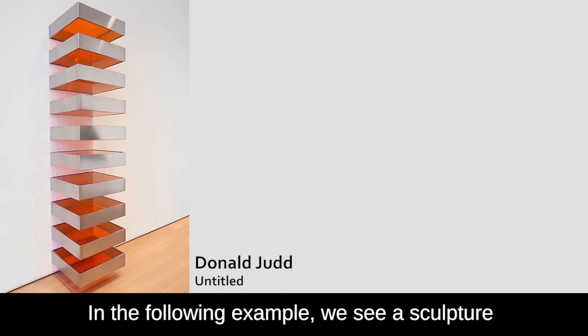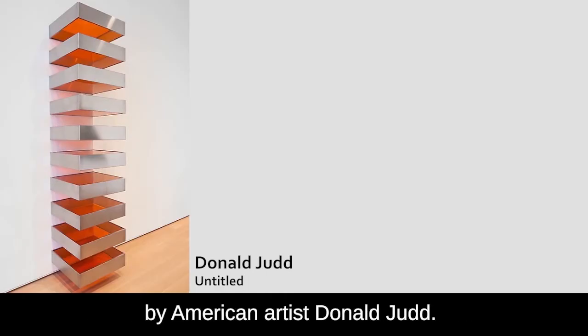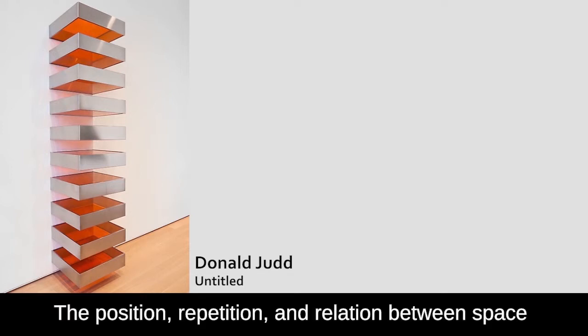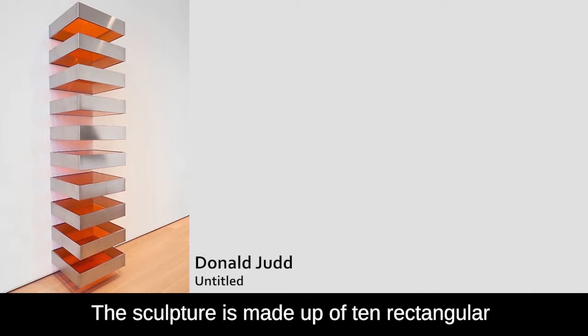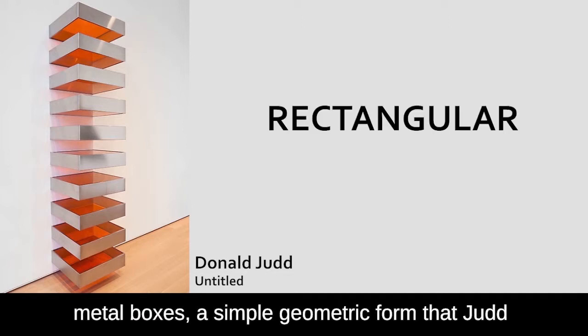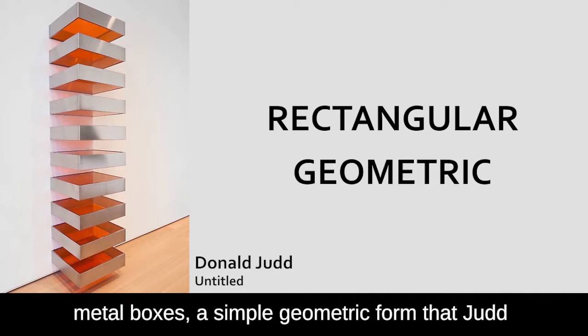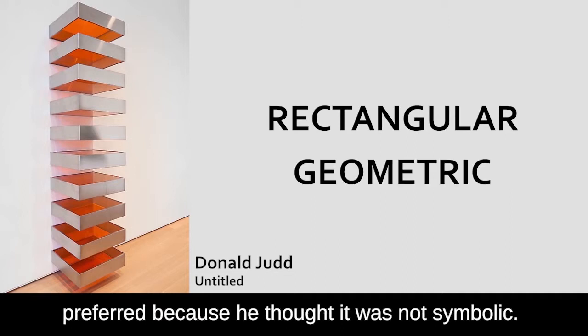In the following example, we see a sculpture by American artist Donald Judd. The position, repetition, and relation between space and sculpture were crucial in his work. The sculpture is made up of 10 rectangular metal boxes, a simple geometric form that Judd preferred because he thought it was not symbolic.